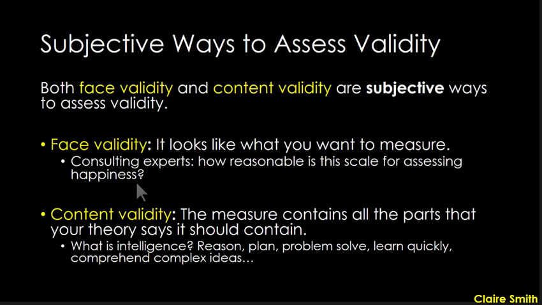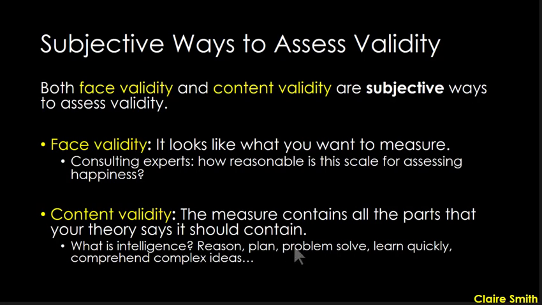Okay, so same thing for happiness. What does happiness include? Includes being healthy, maybe, having good social relationships. It includes getting exercise, whatever you think, I don't know. What do you think happiness is? And then coming up with a way to test happiness that looks at all of those things. That's looking at content validity. Okay, and again, these are all subjective because what you think happiness includes might be different from what someone else thinks happiness includes.